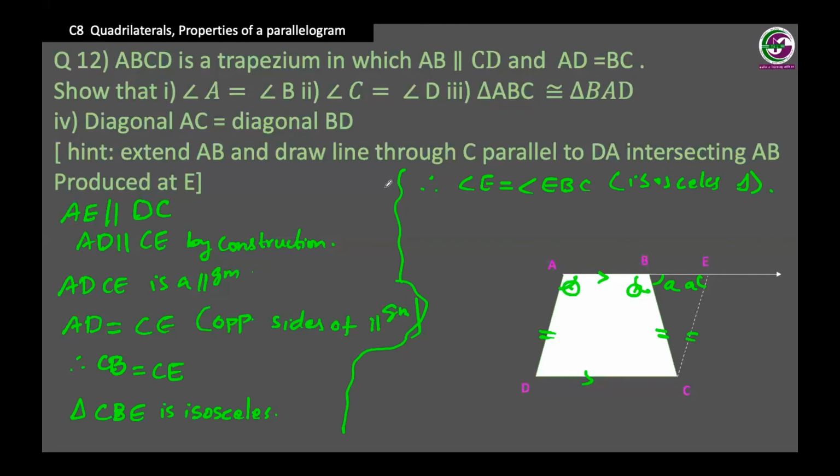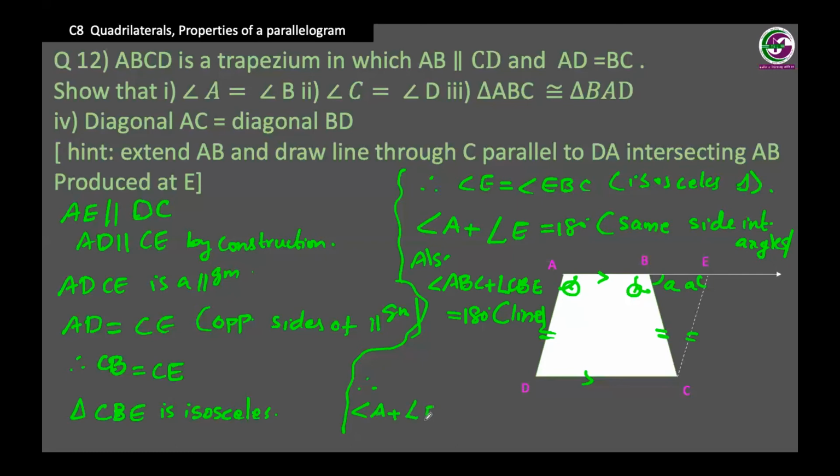We know that angle A plus angle E is 180 degrees because same side interior angles are supplementary. Also, angle ABC plus angle CBE is 180 degrees because of a linear pair, or it is forming a line. Therefore, angle A plus angle E is equal to angle ABC plus angle CBE, because the right sides are equal, so the left sides are equal.